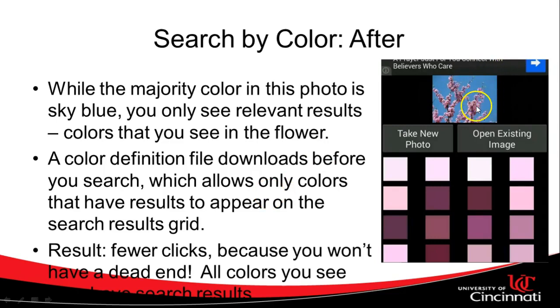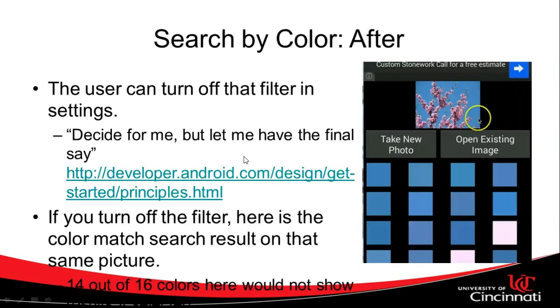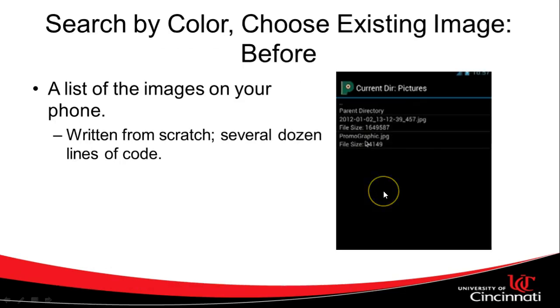Take a look at this photo of a redbud tree. You see the sky is the predominant color, but there's no blue in the results. It's only the very rich colors of these redbud blooms. Now, if I turn the filter off, take a look. This is the top 16 colors it sees. They're all blue. So it's actually a toggle. You can turn it on or off, just because it's kind of interesting to see it both ways.